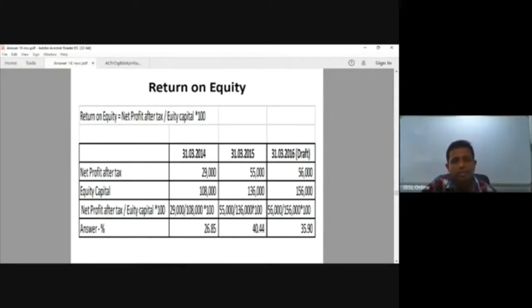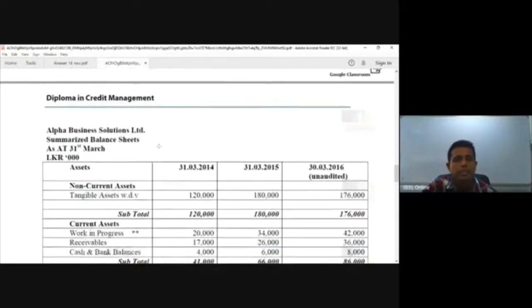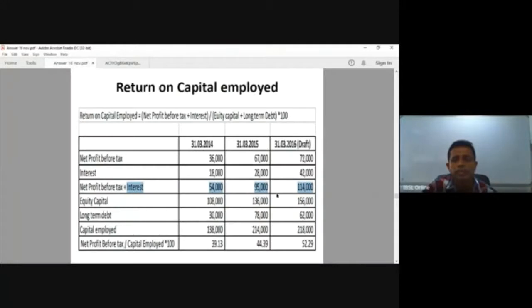Then return on capital employed also, similarly, no need to take average balances. Take the net profit before interest and tax. Right? Before interest and tax. Very straightforward. It is the net profit before interest and tax here: 54, 95, 114. I took the same figures here.